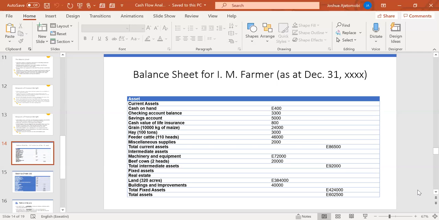Then we have intermediate assets. That is just like Fiona rightly observed, machinery and equipment. Then that's 72,000. Then beef cow, because if you have beef cow also, it's going to fall under intermediate asset. You add it together now, the total intermediate asset there is 92,000. Then fixed asset, it includes land, buildings. Then you have your total fixed asset to be 424,000. Then you now add everything together to form your total assets. So the total asset of this guy is 602,500.